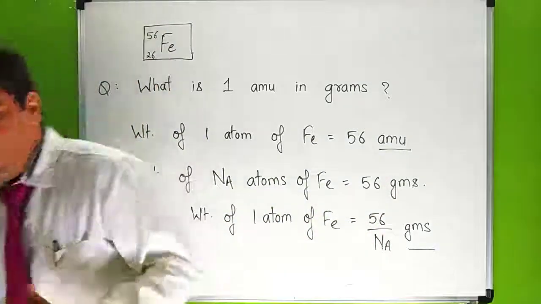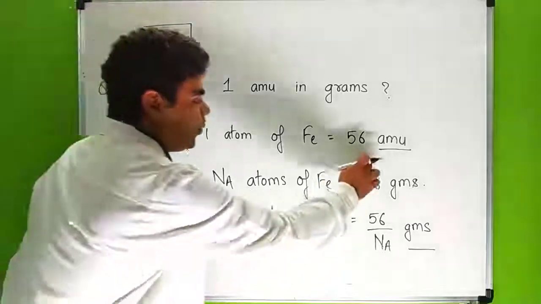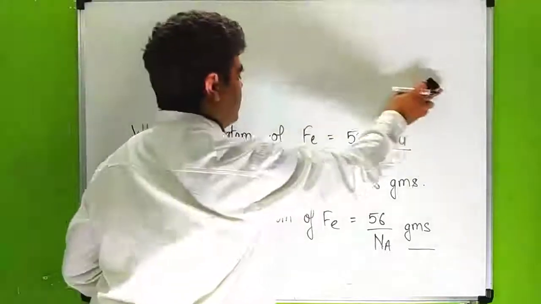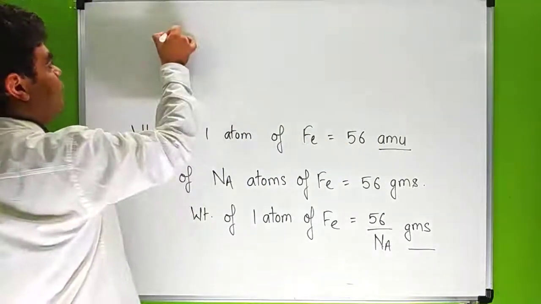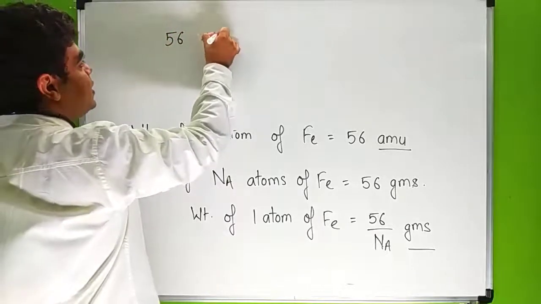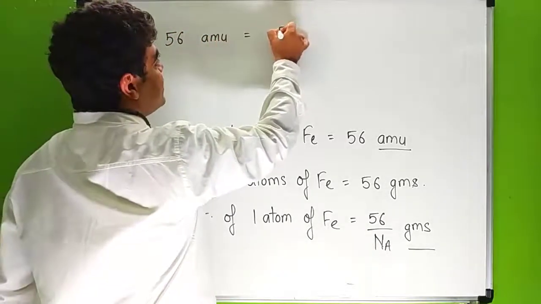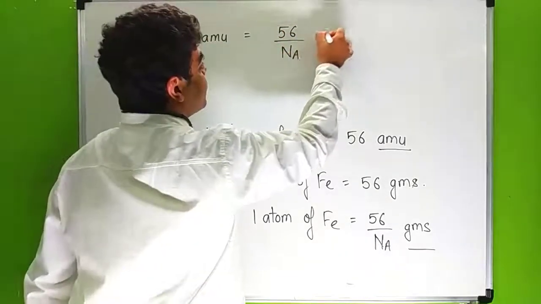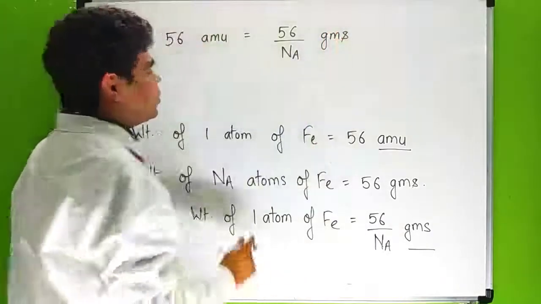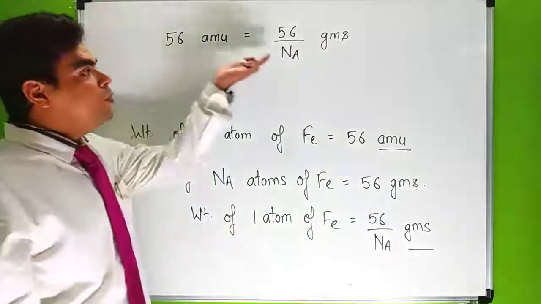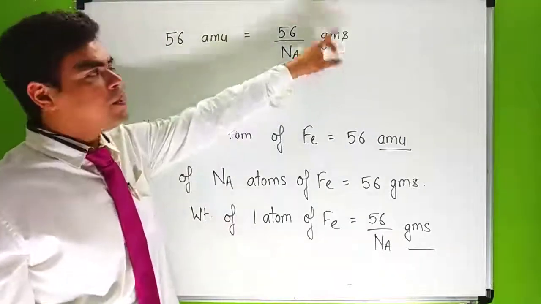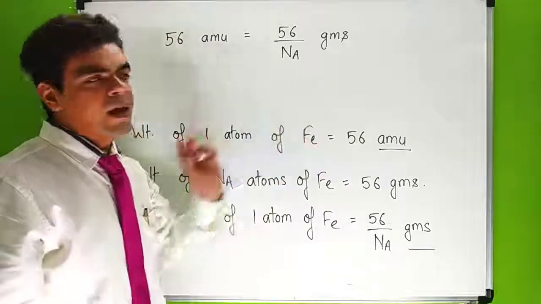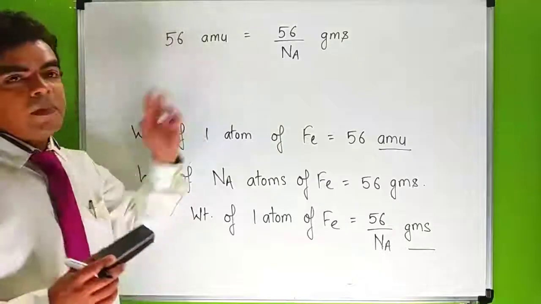So basically what I can do is equate these two quantities. What I can write is 56 AMU is equal to 56 upon Na grams, because both of them, 56 AMU and 56 upon Na grams, are giving you the same information, that is the weight of one atom of iron. So both of them must be same.